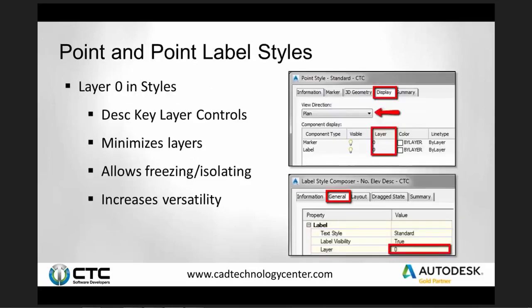And point label styles. We're not going to get into really complex survey template configuration. We actually have a webinar that touches on some of that. But I will touch on one aspect here, which is the use of layer 0 in styles. And this is to allow description key layers to control rather than the layers inside of the styles. It minimizes layers, again, that simplification goal we're after, and it allows freezing and isolating. I'm sure if I could see people raise hands and I ask how many people freeze something or isolate something, and a whole bunch of other stuff turns off or something doesn't turn off.